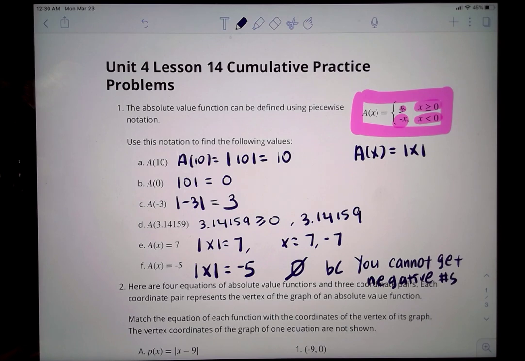All right, so that was number 1. I know a lot of you are having trouble with that, but check your first lesson note. That's where I put this definition for the absolute value.